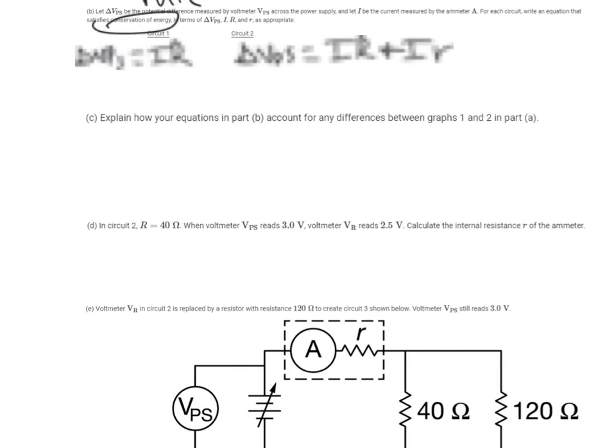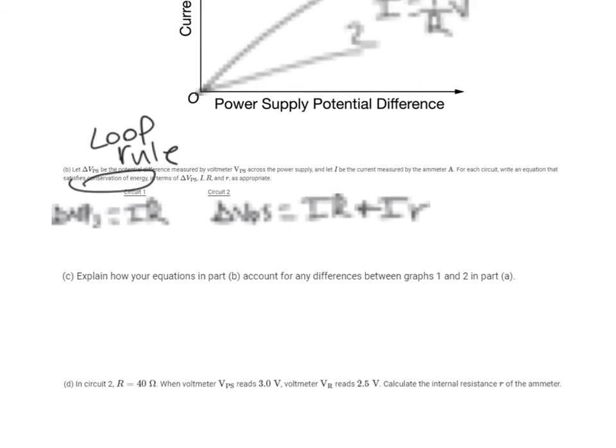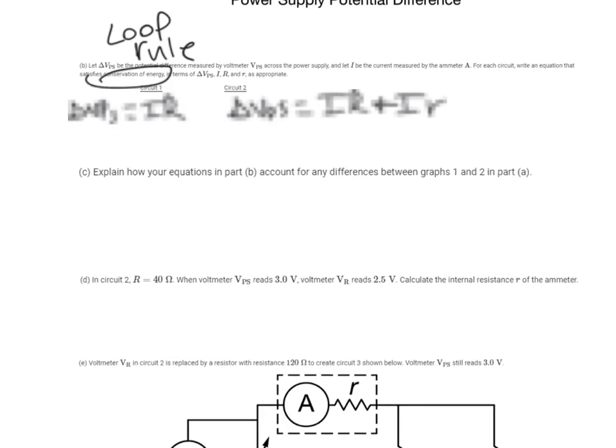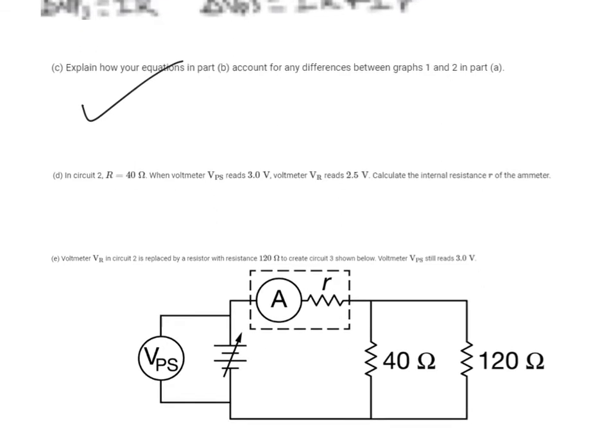Then, explain how they account for any difference between graph 1 and 2. Most of you did this satisfactorily. You have more resistance, and you can easily tell that the loop rule equation provides for more resistance in the second one, and more resistance is this lower slope. You should have made some explanation as to that. So I'm just going to put a check mark there. I'm not going to write it out.